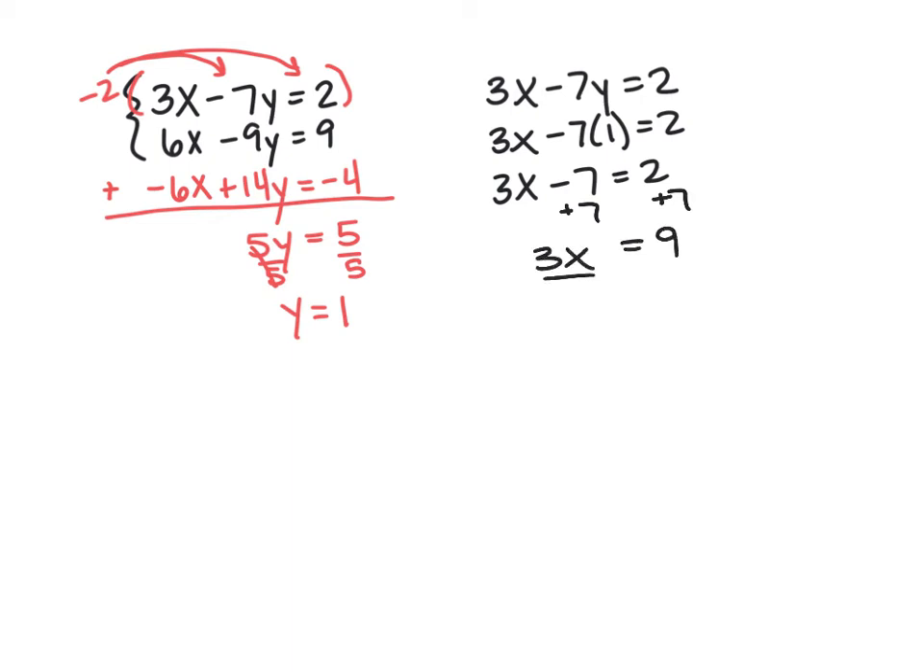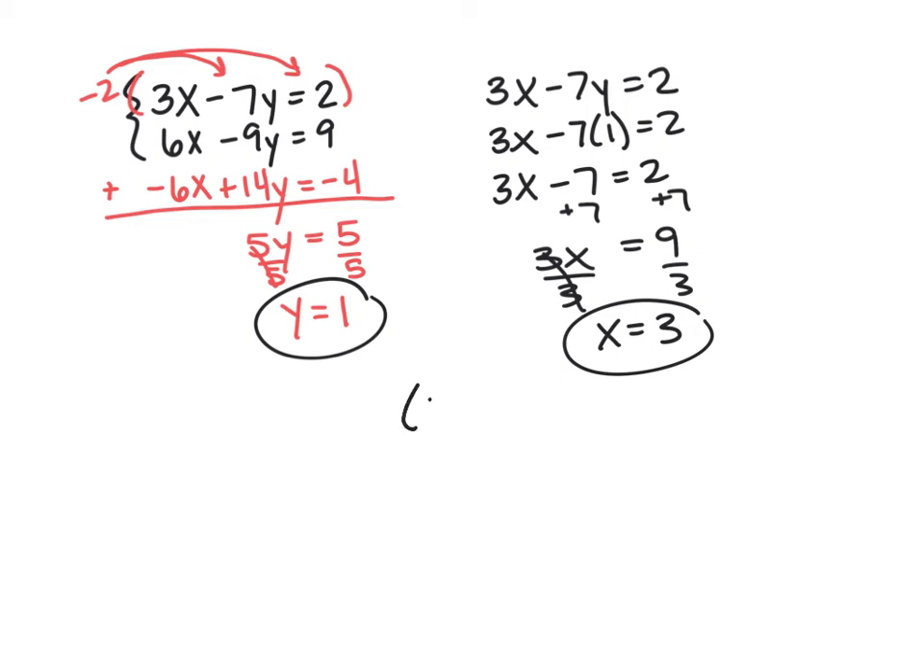X is being multiplied by 3. Inverse operation is divide by 3 to both sides of the equation. 9 divided by 3 is 3. There's my solution. The point at which these two equations will intersect if you graph them is at 3 on the X term and 1 on the Y. There's your answer. How'd you do?